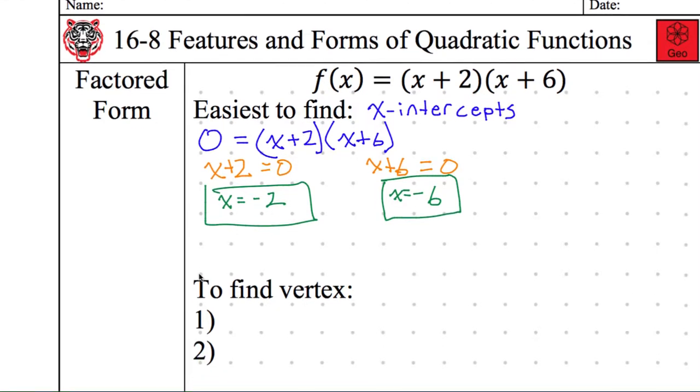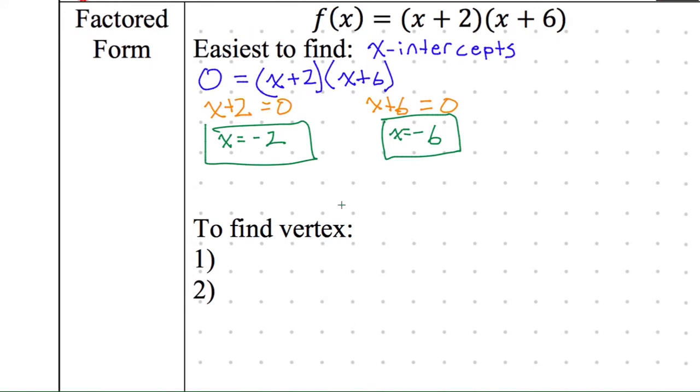Okay, so on the second homework assignment, it will always ask you to find two things. It will say, what is the vertex and what are the x-intercepts? Sometimes reversed, but usually x-intercepts, vertex. How do you find those two things? So I'm going to practice each of these forms, how to find those two things. All right, so we already found the x-intercepts, -2 and -6. Done. Let's find the vertex.